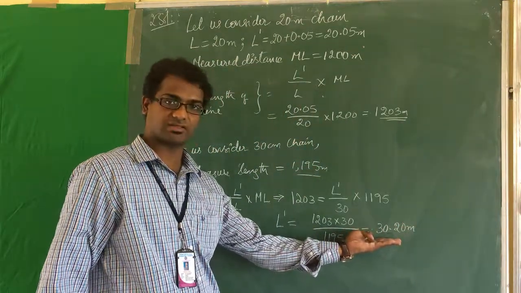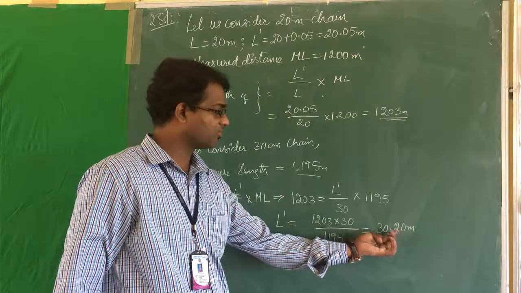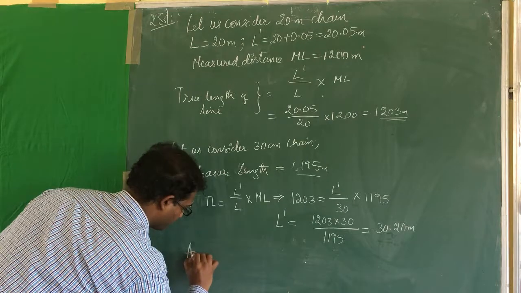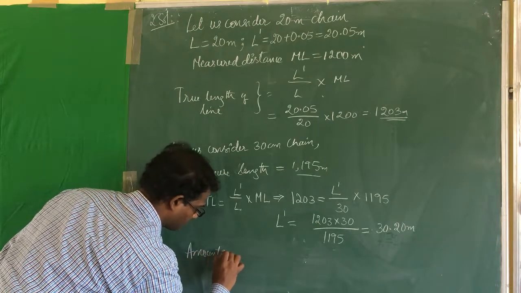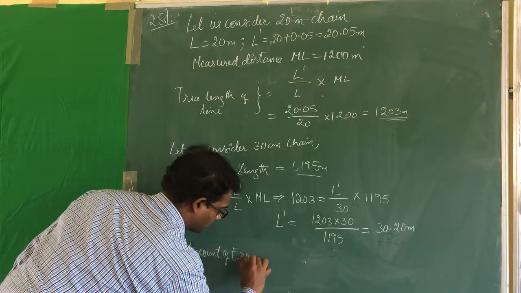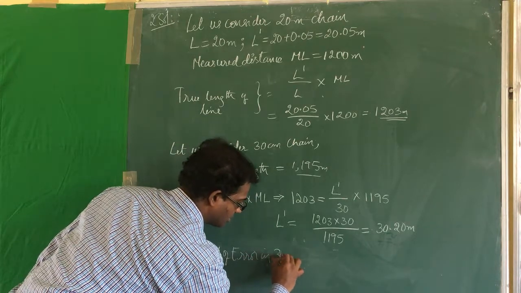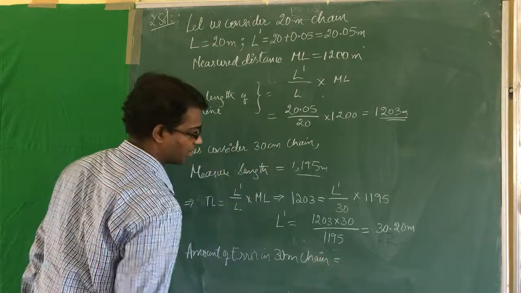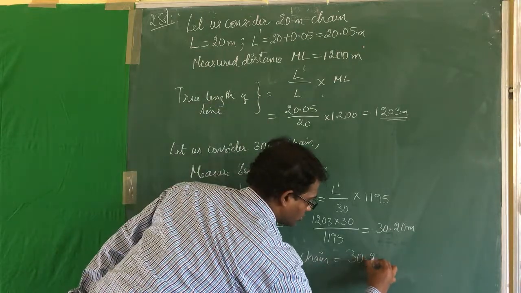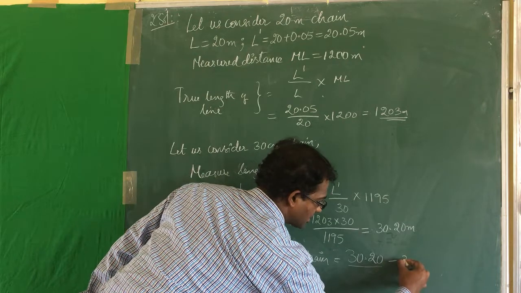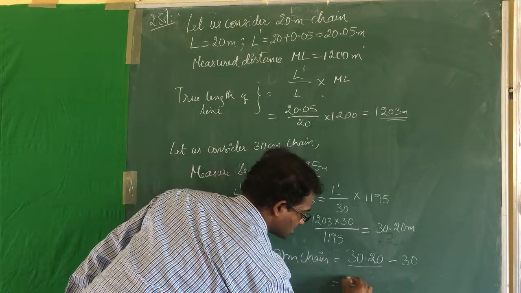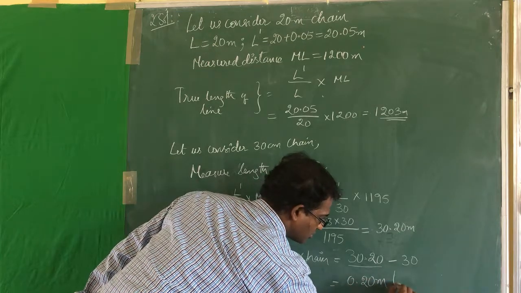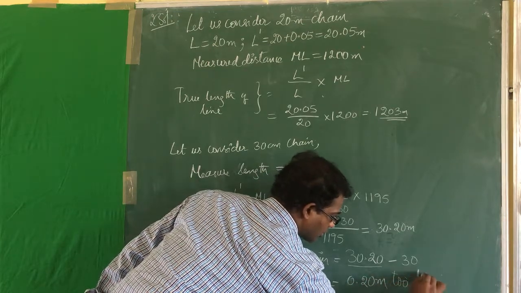This says that your chain is 0.2 meters long. The amount of error in the 30-meter chain equals 30.20, the total, minus the actual 30, it is 0.20 meters too long.